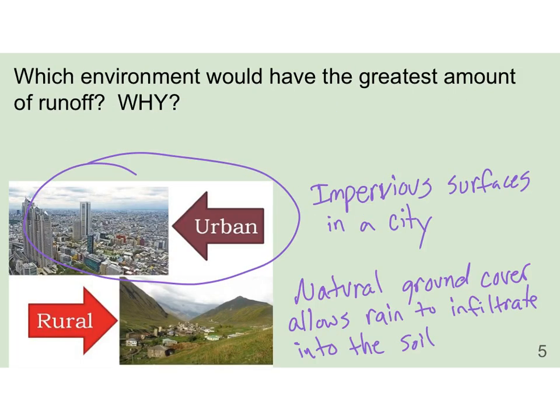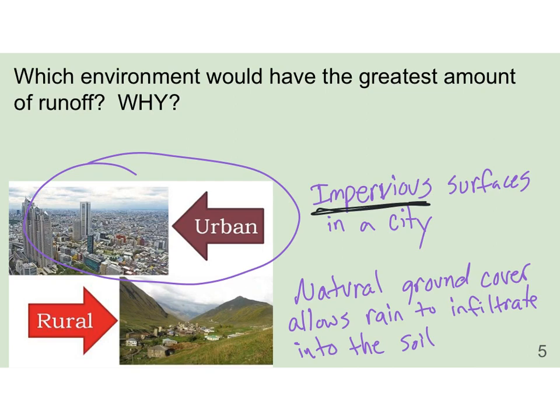Next question is, which environment would have the greatest amount of runoff and why? Well, the answer is urban areas have a lot of runoff because of what's called impervious surfaces. Impervious means that water can't go through it. And so areas that have buildings and parking lots and streets, all that water cannot run down into the soil like it naturally is supposed to. And so it runs off the surface and down into rivers and sewers.